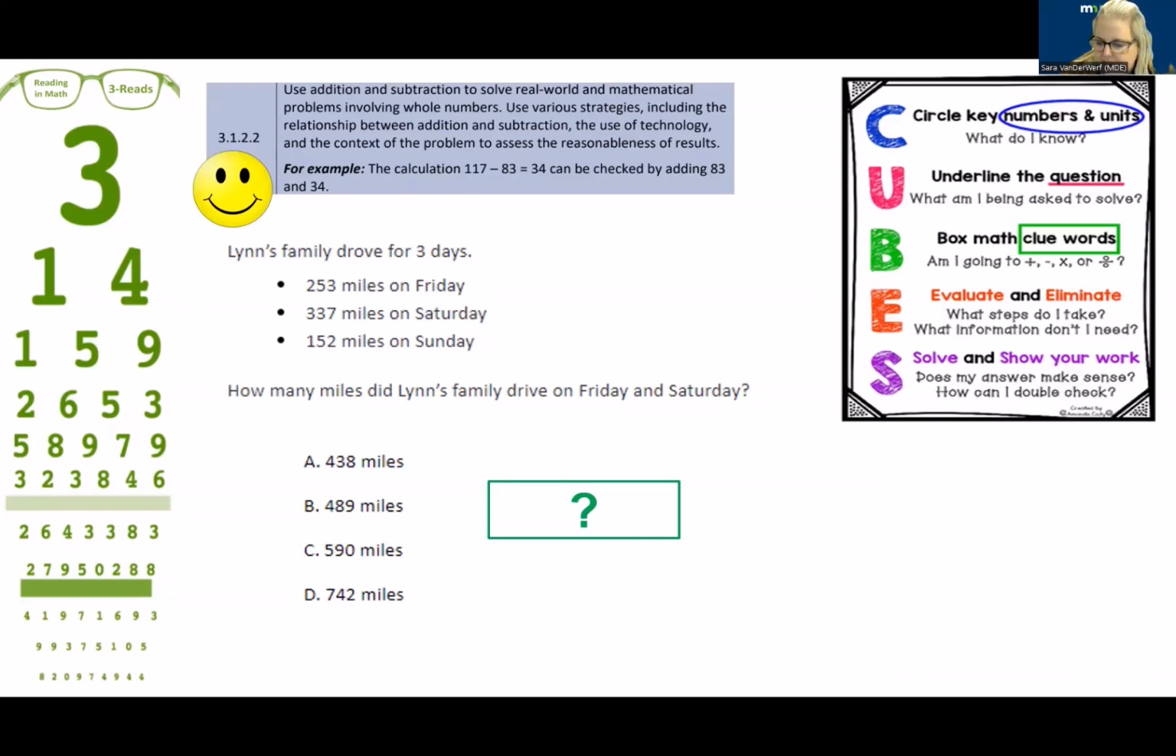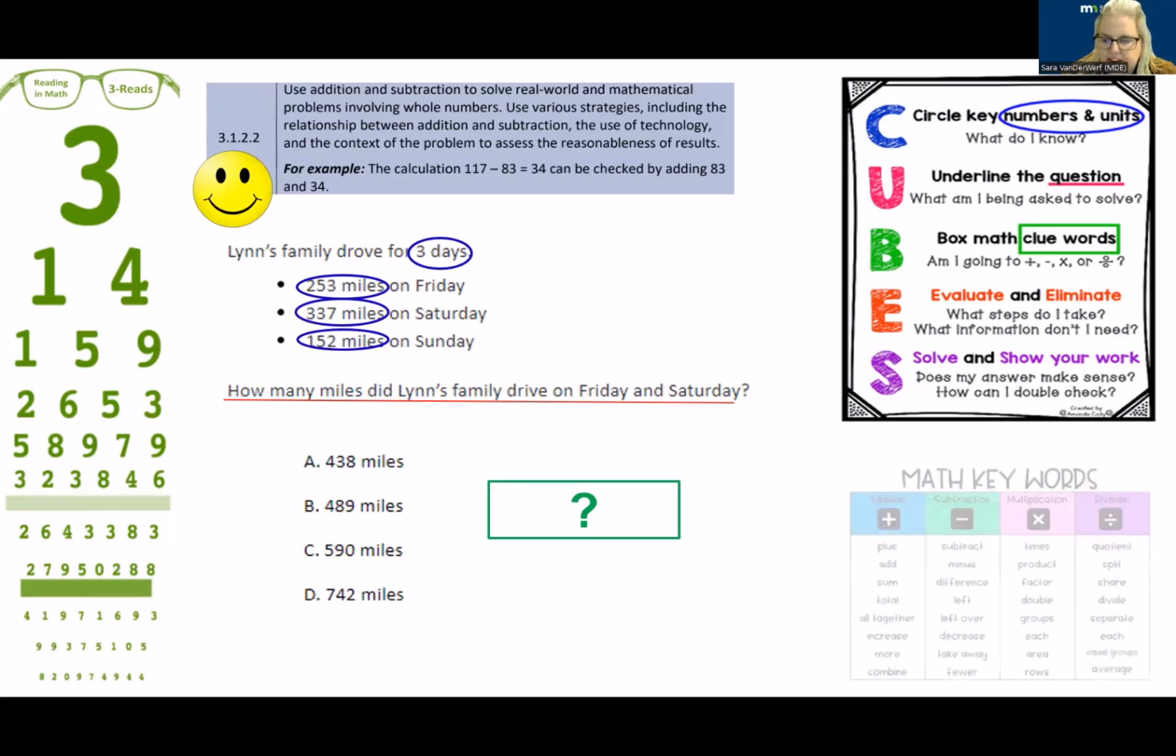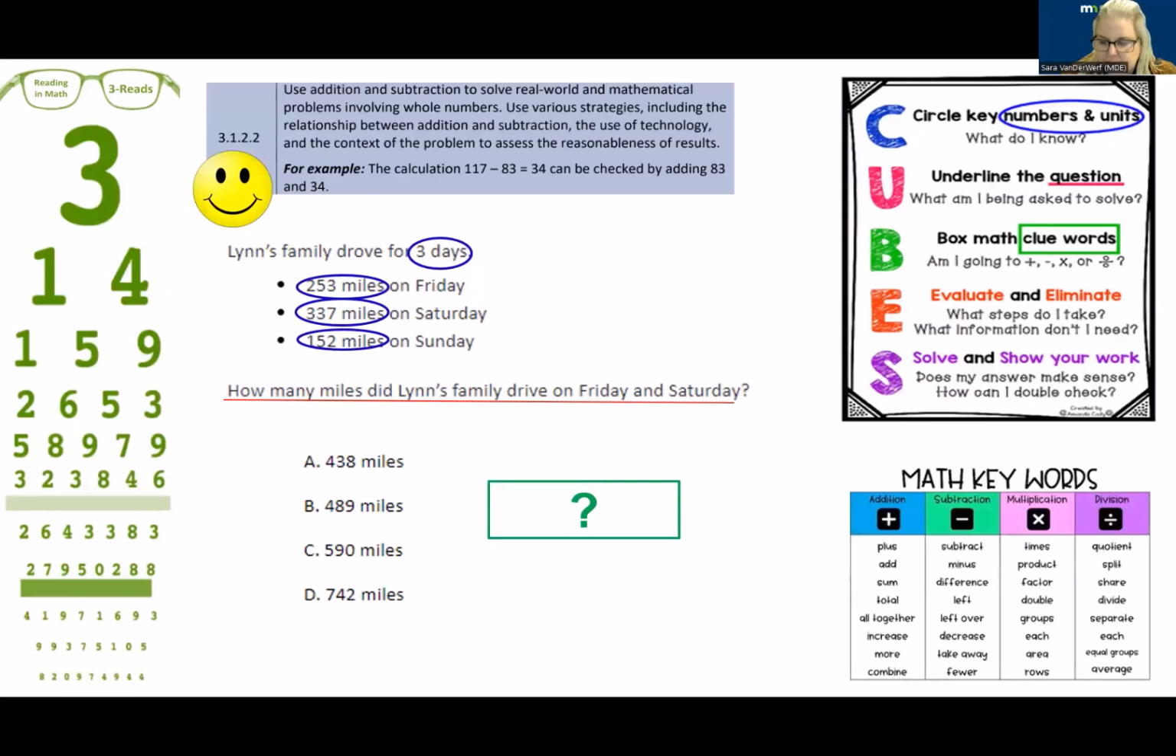It's called CUBES. And one of the things that CUBES says is circle the numbers and units. We certainly could do that in this problem. There's that blue C. I've circled the numbers and units in the problem. And then it says underline the question. So we underline the question. And then B is box the clue words. Often when it's clue words, they're saying, am I going to add, subtract, multiply, divide, or percentage? And they're usually talking about math keywords.